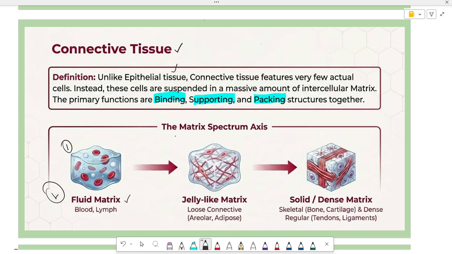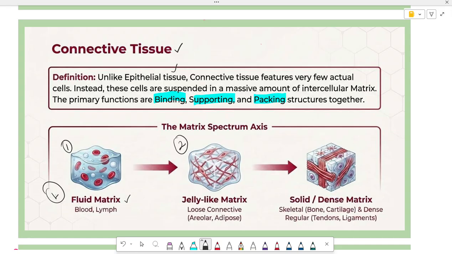Going to the second tissue, here the matrix is jelly-like, and the cells are arranged in between different types of fibers. This is called loose, gel-like, proper connective tissue. Next, we have solid connective tissue, which can also be called skeleton connective tissue, where the matrix is in the form of calcium. That is the solid connective tissue, and these are its types.